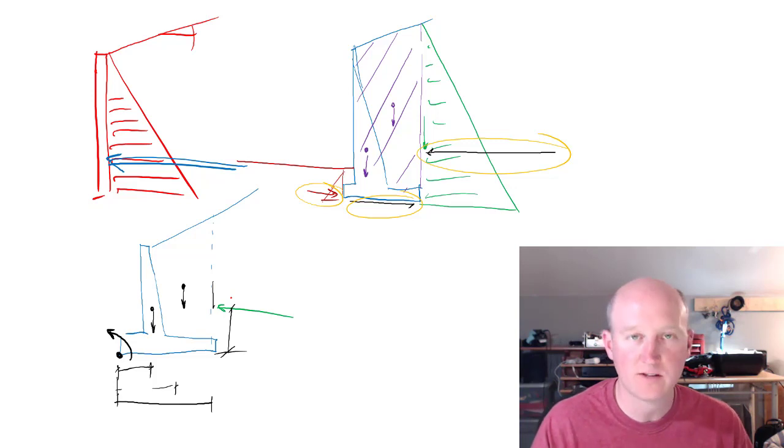So that's what we're going to do next time. So far we've covered a lot of theoretical ground, and next time it's going to be a big statics problem.